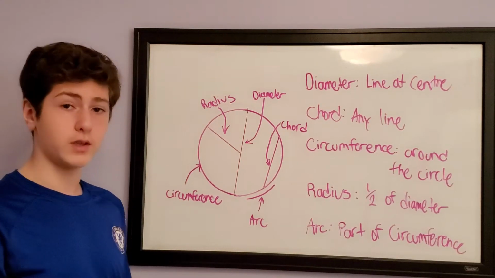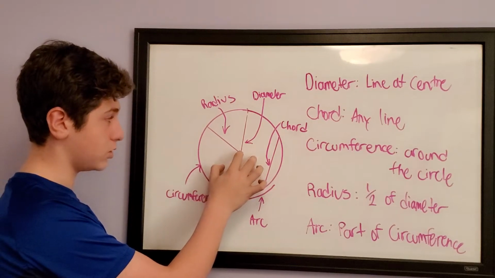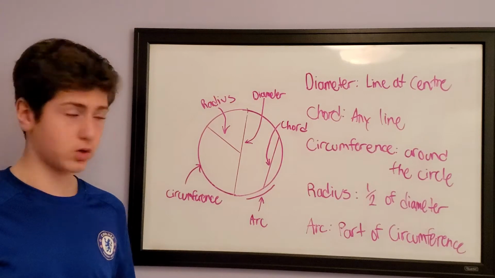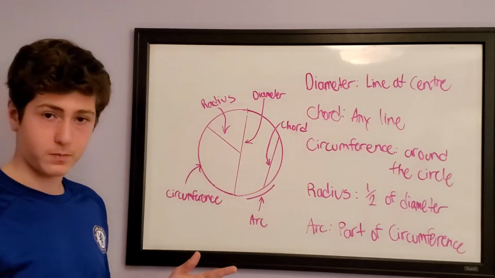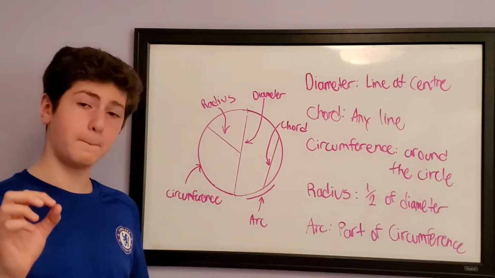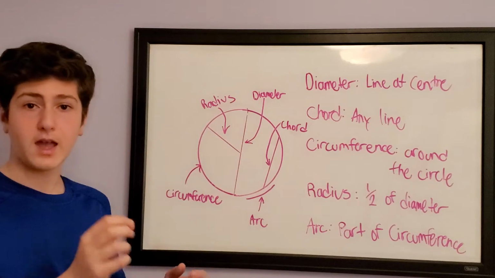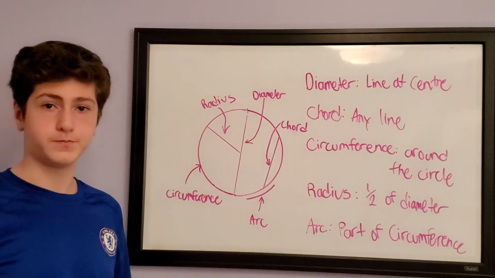The radius is only half of the diameter. It goes from the center of the circle all the way to one end of the circle. So from the middle all the way to the circumference. The arc is only part of the circumference, so it could be a third of it, a tenth of it. It's just a small portion of what makes up the total perimeter.